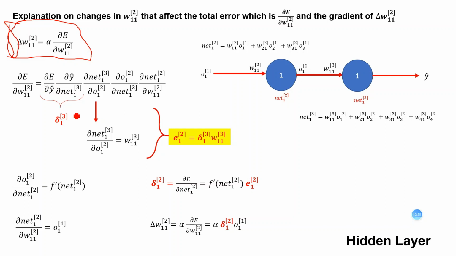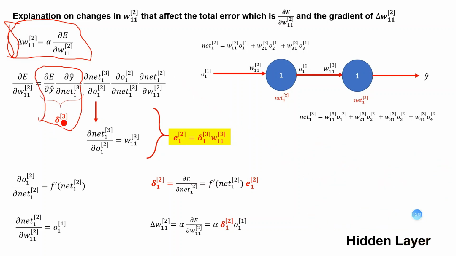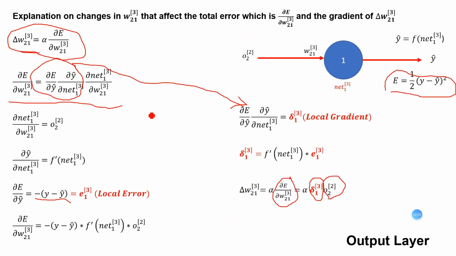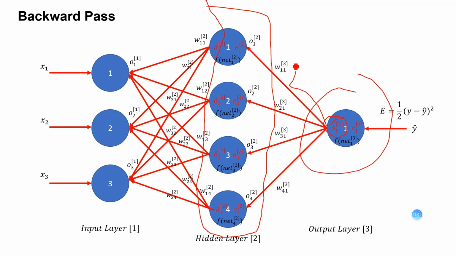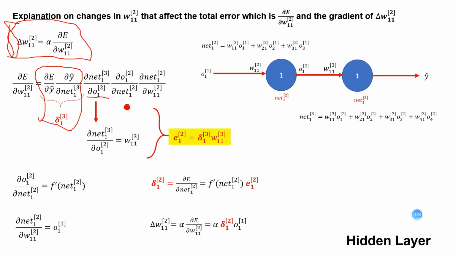From the output layer, we already get the answer, the theta 1 of the output layer. And we can see delta net 1 of the output layer over delta output 1 of the hidden layer is, as you can see from here, the weight W11 of the output layer. So from this equation, we get the local error of the output of node 1 of the hidden layer equal to theta 1 of the output layer multiplied by W11 of the output layer.